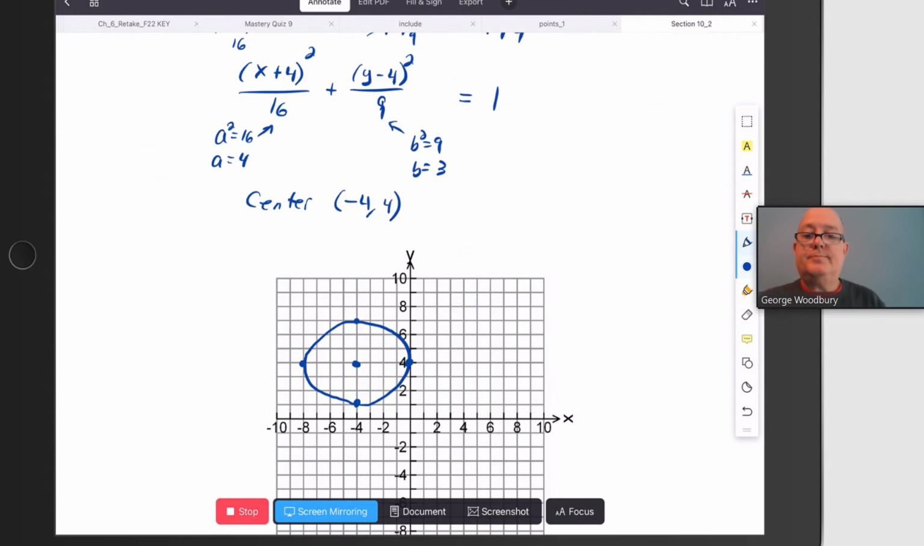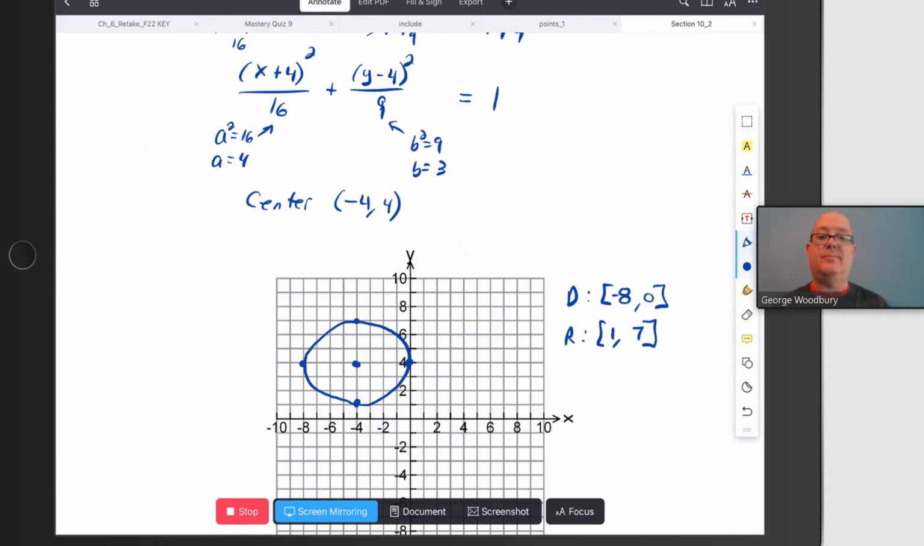All right. Let's list the domain and range. We can read that right from the graph. Left to right, the domain goes to negative 8 on the left and 0 on the right. For the range, how low does it go? Y is 1. How high does it go? Y is 7.